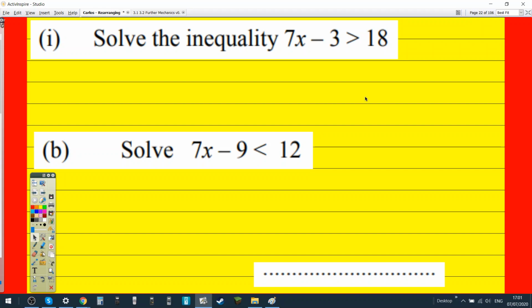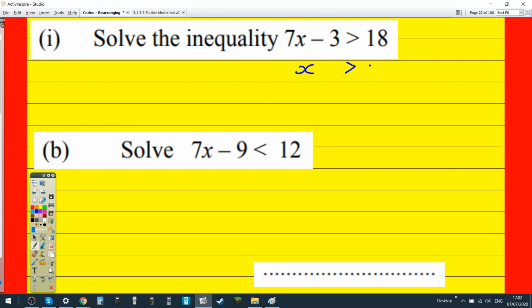So 7x minus 3. Is it just... Wait, it has to add up to 18. Yep. Okay. So what is x? So 7 minus 3. Is it 7? Is x 3? Yep.